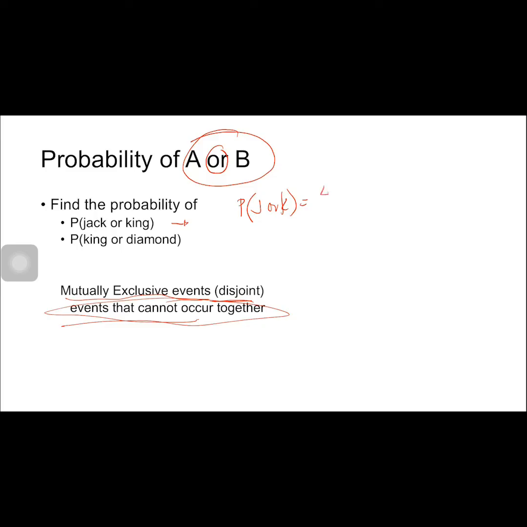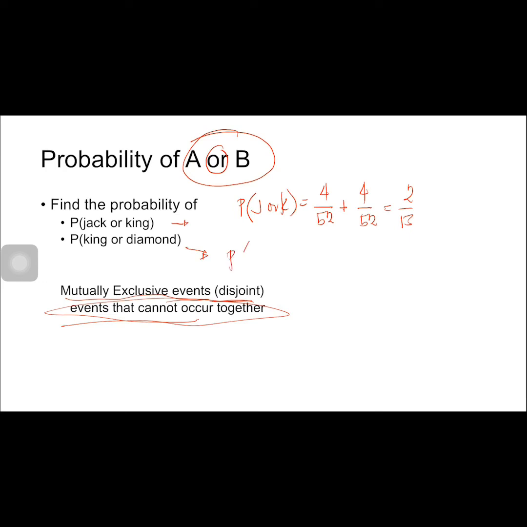We have there 4 over 52 plus, what is the probability of getting a king? So that is also 4 over 52. Okay, so let's add. We have there 2 over 13. Okay, what about this next example?